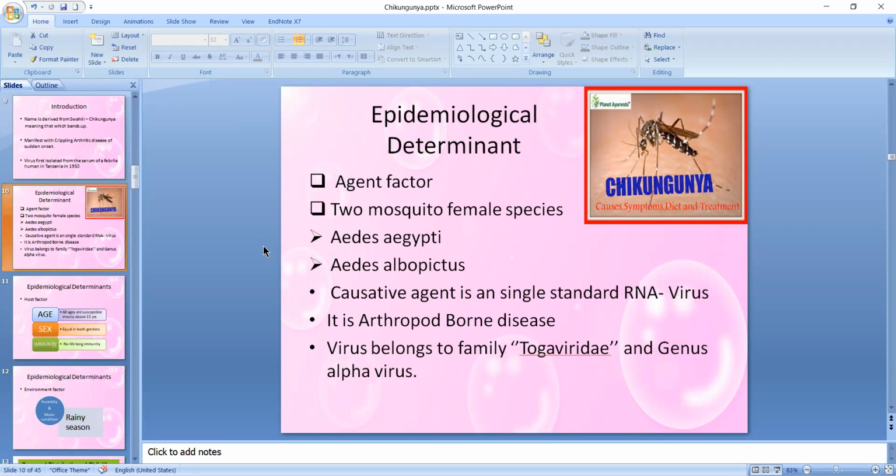The causative agent is a single-stranded RNA virus. It is an arthropod-borne disease. This virus belongs to the family Togaviridae and genus Alphavirus.